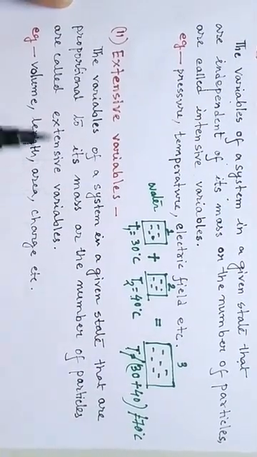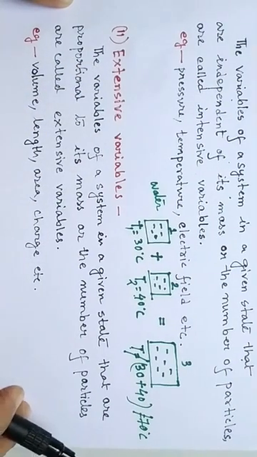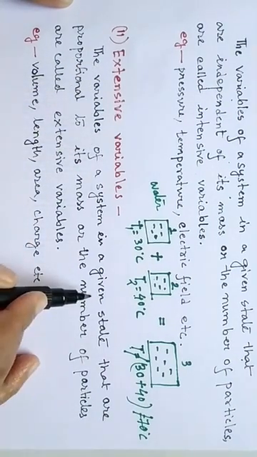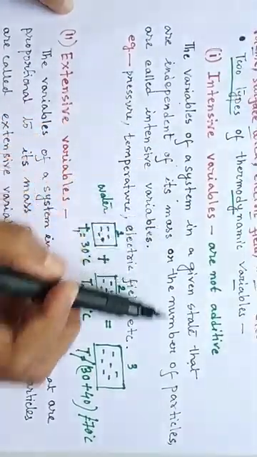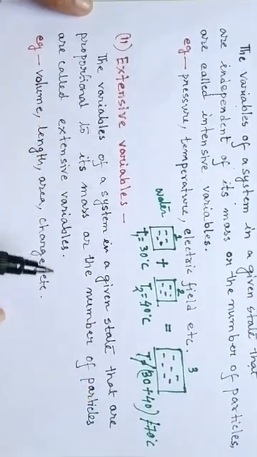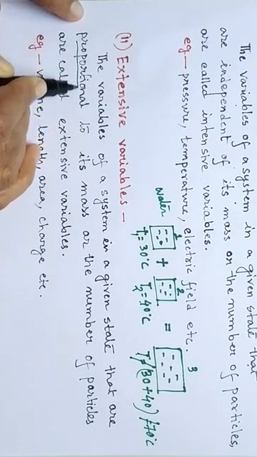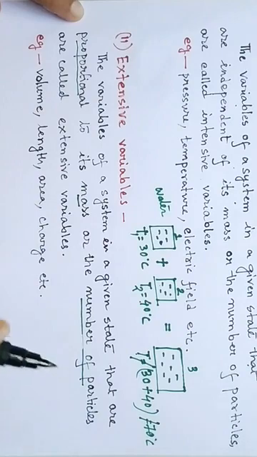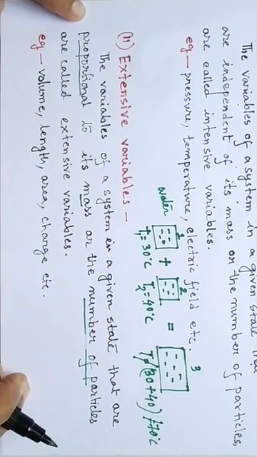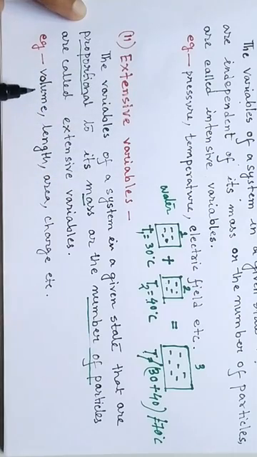So in contrast to intensive variables, what are extensive variables? Here the variables did not depend on the mass or the number of particles, but for extensive variables they will depend on the mass or number of particles of the system. We can say that these variables are proportional to the mass or the number of particles present in a system. Some examples of extensive variables are the volume, length, area, charge, etc.